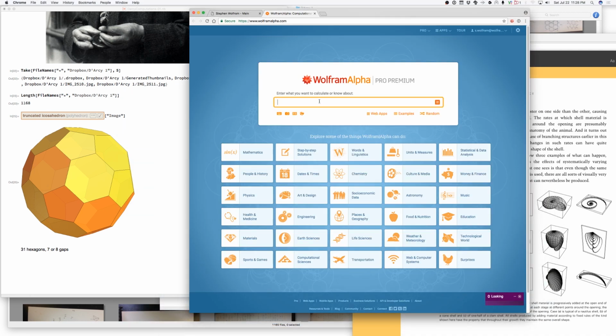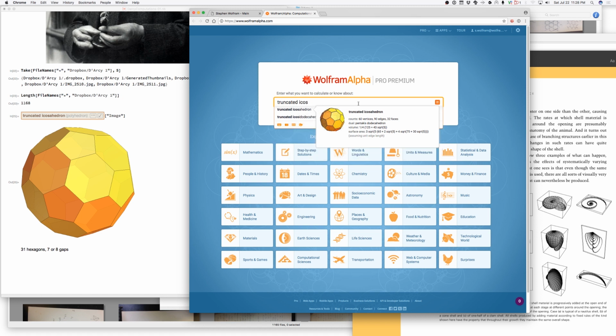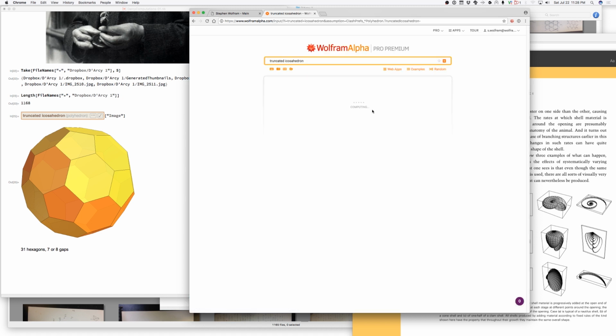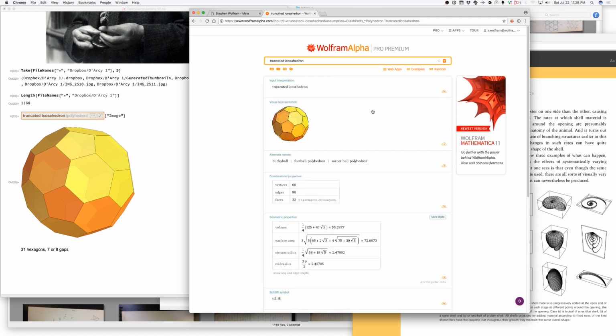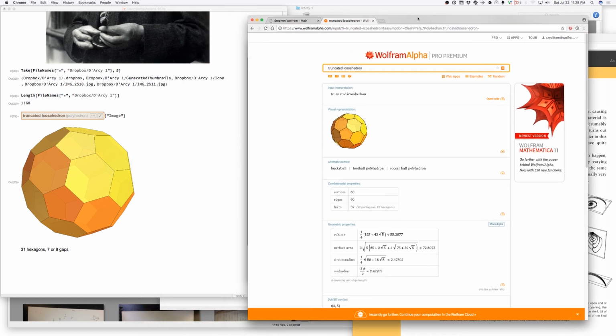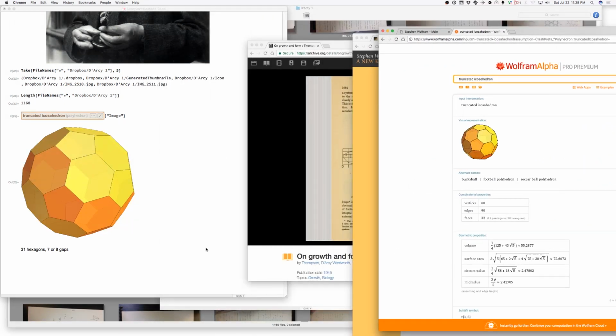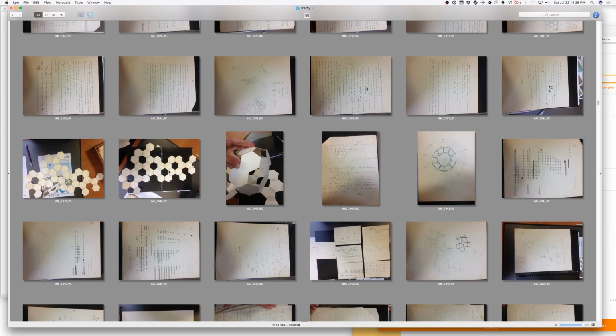So let's go. This was a truncated icosahedron. Oh, 32 faces it claims. So maybe I was just off by 1 when I did that count. But it's 32 faces, 12 pentagons, and 20 hexagons. So I don't think old D'Arcy Thompson had it quite right there. Okay, well that's sort of interesting. Alright, let's keep going. So maybe that's why he couldn't figure out what was going on.